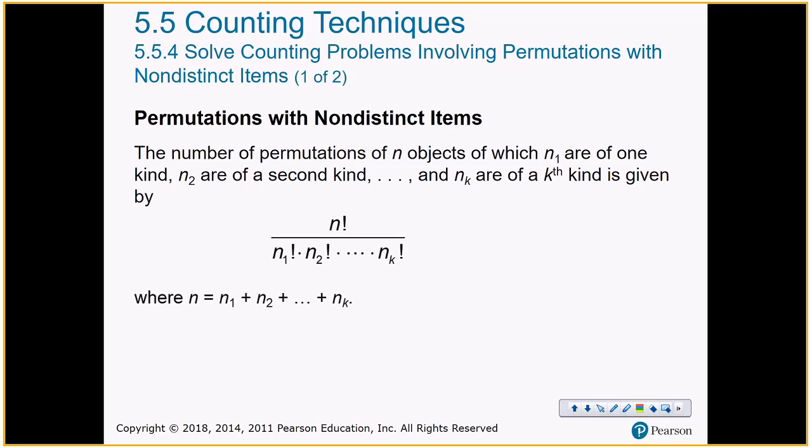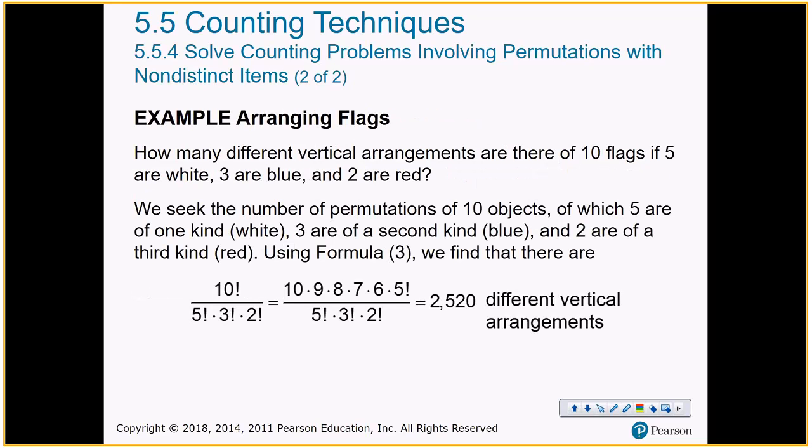Okay, the number of permutations of n objects, of which n1 are one kind, n2 are second kind, and n sub k, it just keeps on going. And you'll see what on the next page. Just put n factorial over n1 factorial, n2 factorial, ... nk factorial. Got it? Okay. And there it is.